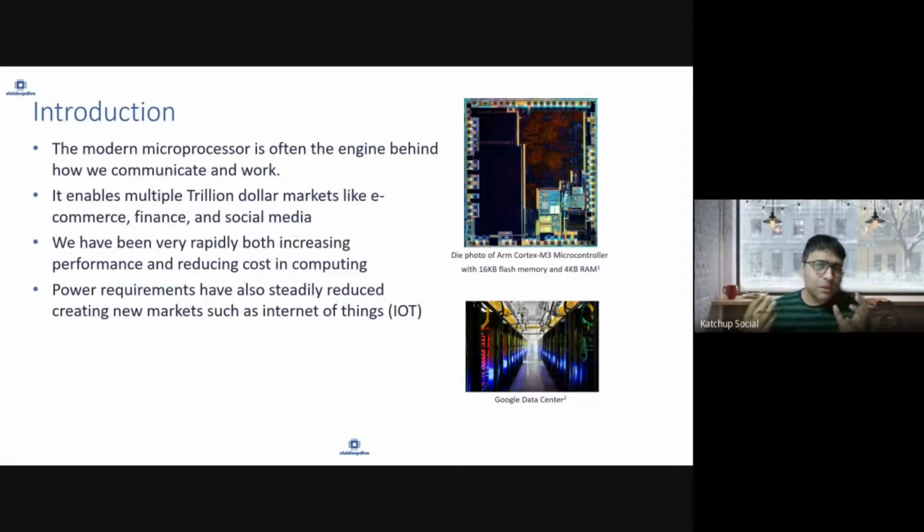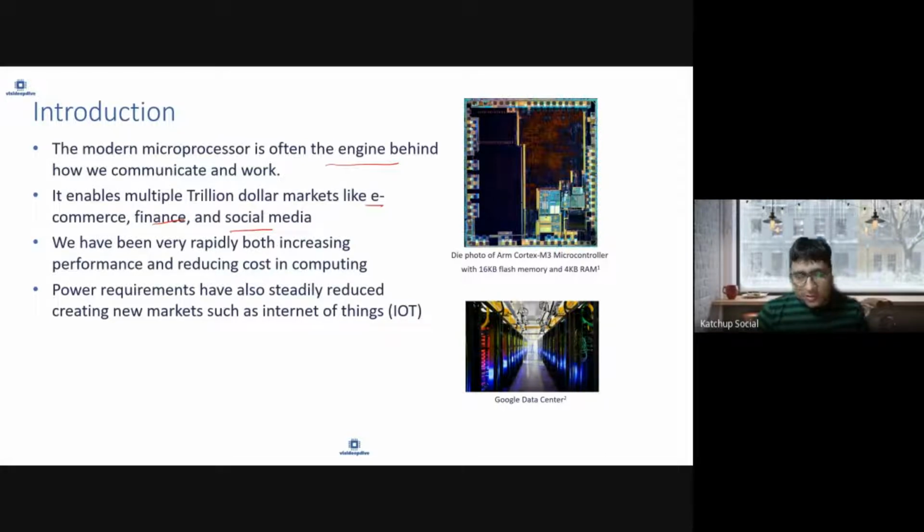Okay, so to introduce, the modern microprocessor is the engine behind all the technology in this world: how we communicate, how we work, self-driving cars, your social media. The modern microprocessor is often the engine behind that. It enables multiple trillion-dollar businesses and markets like e-commerce, finance, social media.